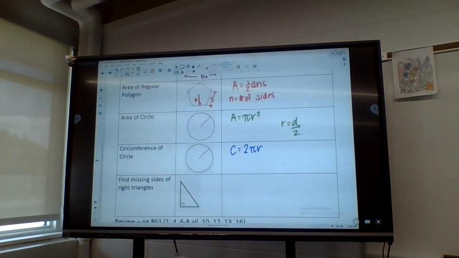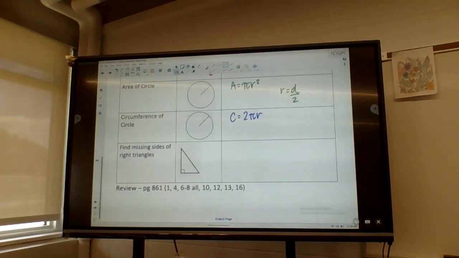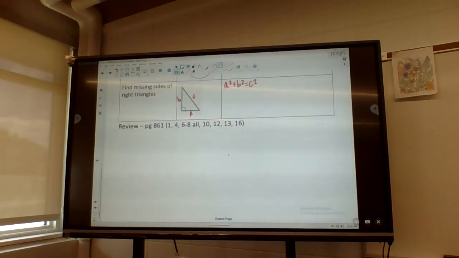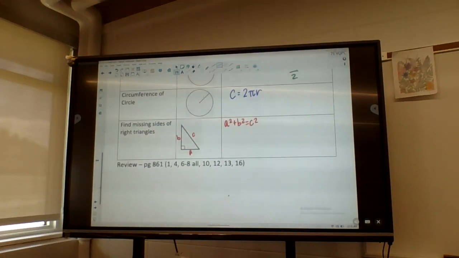Remember, if I need the radius, I might have to divide the diameter in half. So missing sides of right triangles, we have to do that from time to time in these problems. So knowing you can use Pythagorean theorem. If we don't have enough information for Pythagorean theorem, you might have to use SOHCAHTOA. That is not off limits for this test. So there might be some SOHCAHTOA in there. There might be some special right triangles, but SOHCAHTOA works just fine.